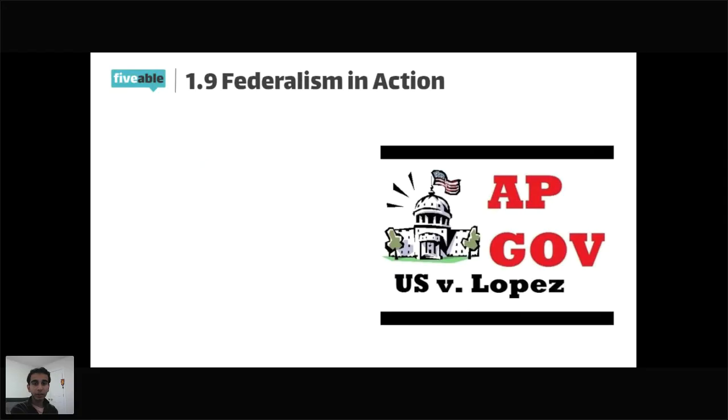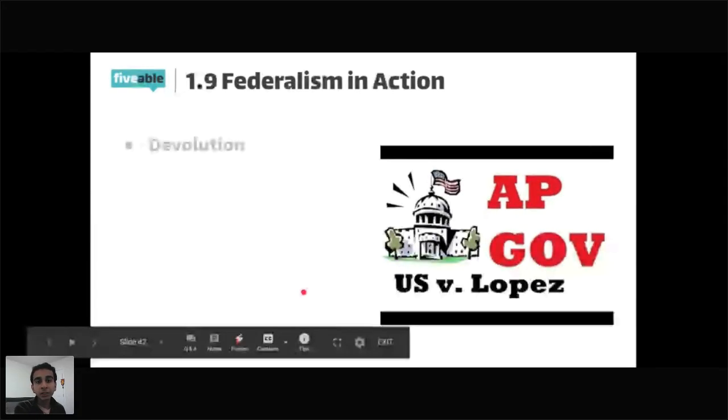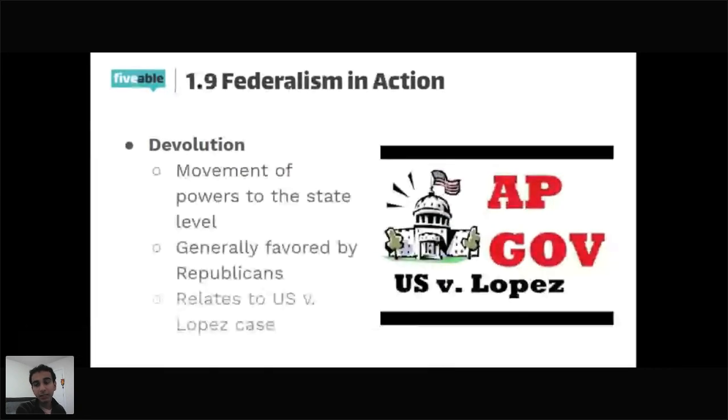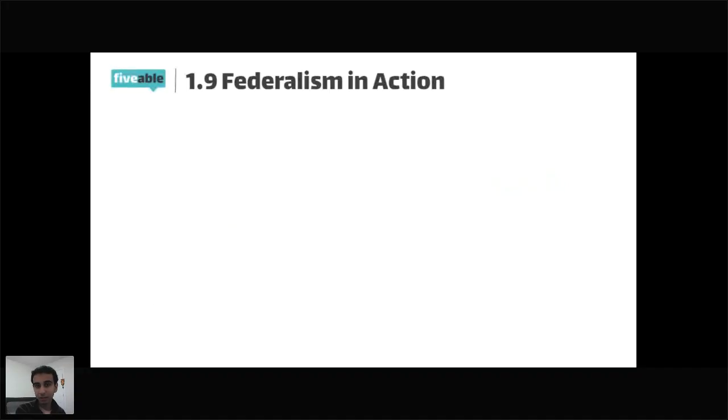All right, so let's go ahead and move on to 1.9, which is the last standard in this unit. Devolution is a process. Basically, it's moving the powers of the federal government to the state government. So basically increasing state power. Generally favored by Republicans because, as you guys know, hopefully, Republicans favor more state control, and then Democrats favor more federal control. And it relates to the U.S. versus Lopez case because, like you can see, the Supreme Court ruled that it was unconstitutional to make the law based on the Commerce Clause when it really didn't impact interstate commerce.